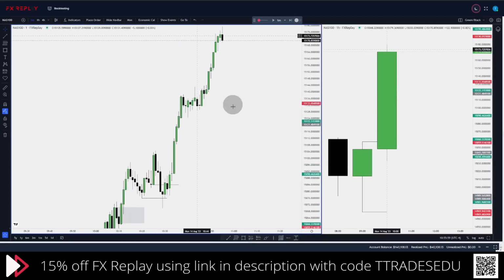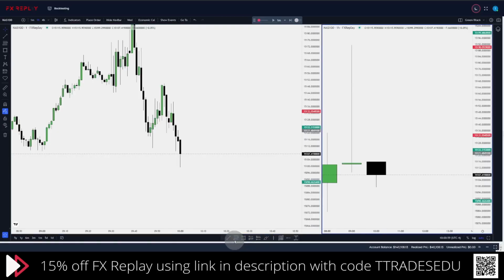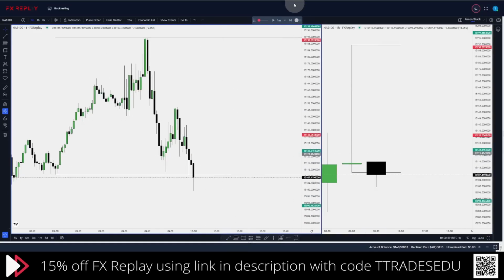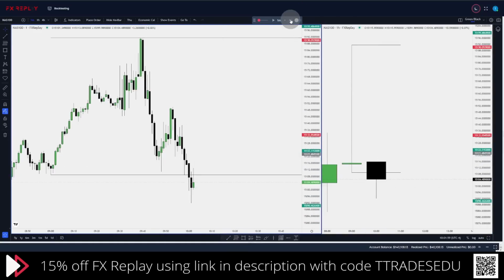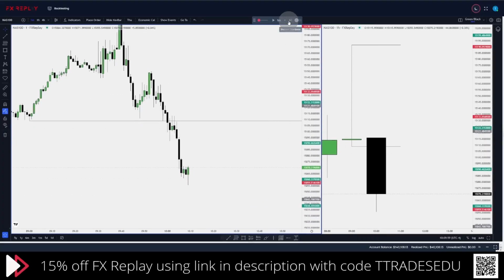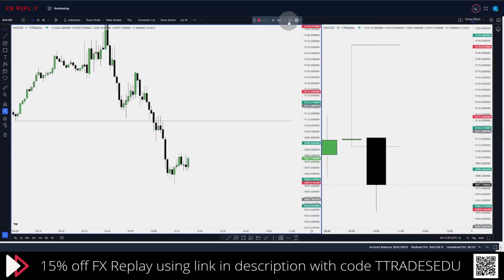So let's go to the next session. So here we are on the 15th. Let's mark out this high and the low here. We already are below this low. Let's see if we get any move back up. Does not look like we're going to come back up, but we'll see.